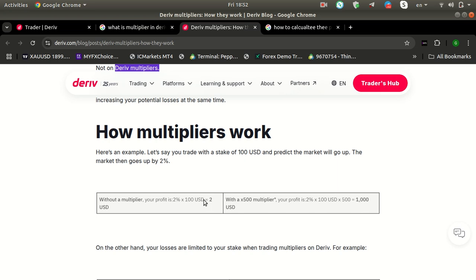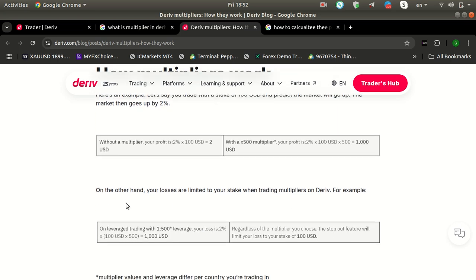So that 2% profit will now give you $1,000 when you use a multiplier of 500. But without a multiplier, the 2% profit will be 2 USD. But when you use a 500 multiplier, the profit is multiplied 500 times, so you get 1,000 USD. On the other hand, your losses are limited to your stake when trading multipliers on Deriv.